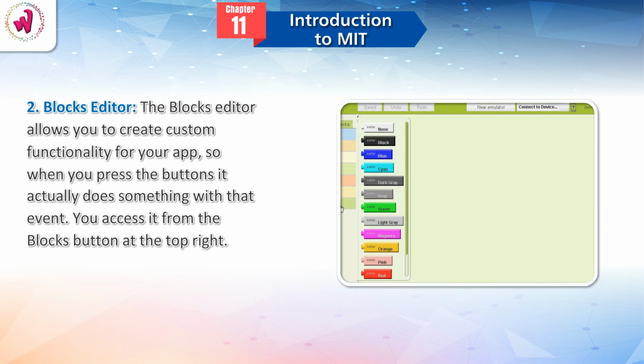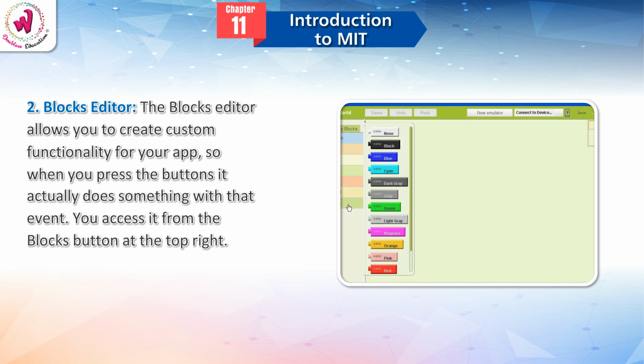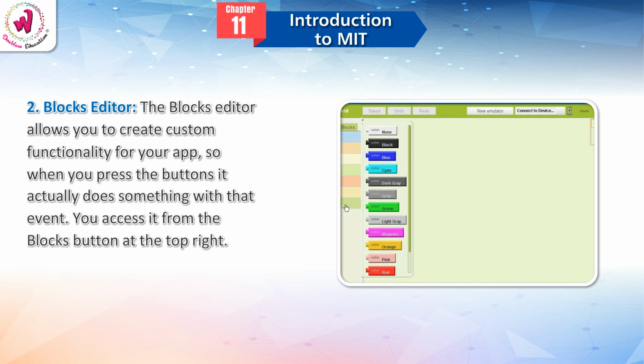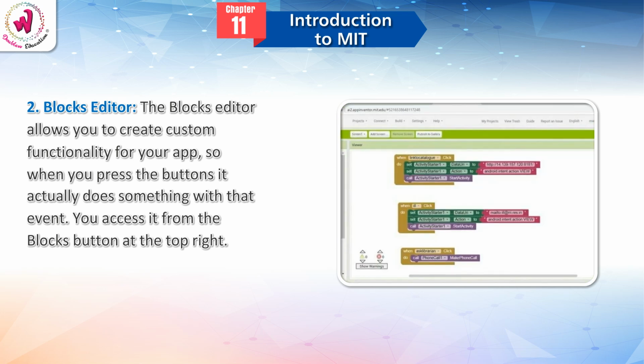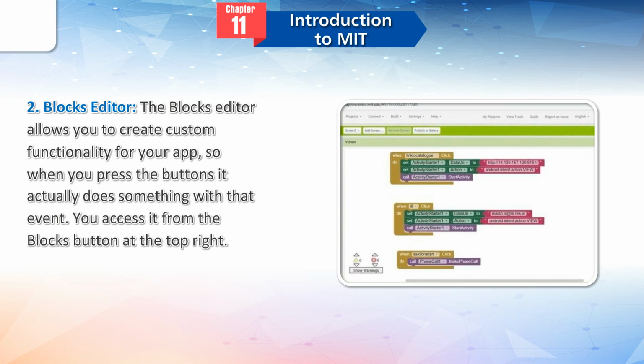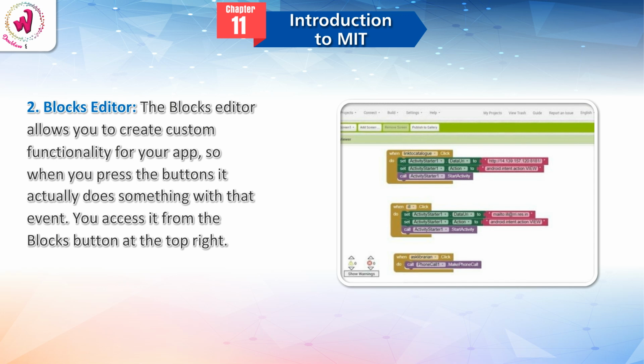2. Blocks editor. The blocks editor allows you to create custom functionality for your app. So, when you press the button, it actually does something with that event. You access it from the blocks button at the top right.